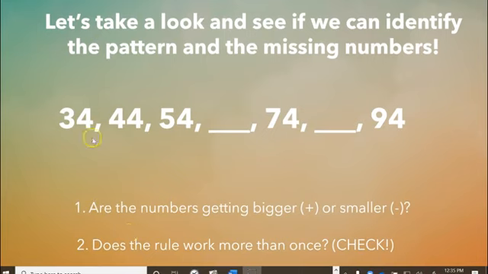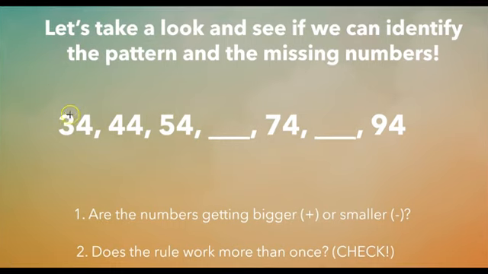So let's take a look at my set of numbers and let's go through my checklist here. Are the numbers getting bigger or smaller? Well, I'm noticing that I go from 34 to 44 to 54. My numbers are getting bigger, so I'm most likely going to have an addition or plus rule. And I want to make sure that the rule works more than once. So let's try it out here. Well, let's figure out what I need to add to each of these to make it a constant rule. 34 plus something equals 44, and the tens place is just getting one bigger. The ones place is not, so I'm just going to add 10.